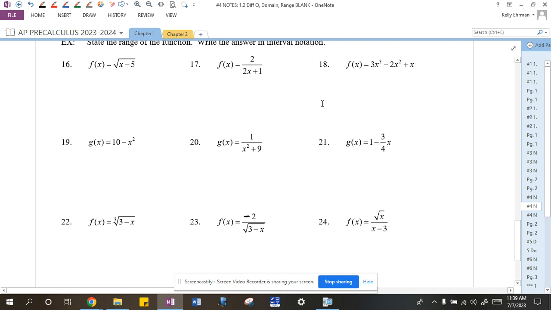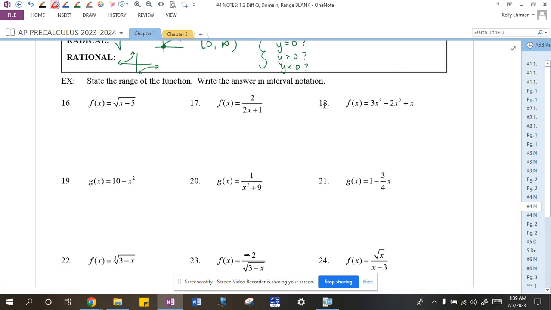State the range. Okay, this is a square root function. It's just square root of x minus 5. If you'd like to graph the square root, it's been shifted to the right 5 units. So that range is 0 to infinity. You can also find the domain and start plugging in domain values and just see what happens. If you plug in 5, you get 0. If you plug in 6, you get 1. 7, you get square root of 2. It just keeps going up from there.